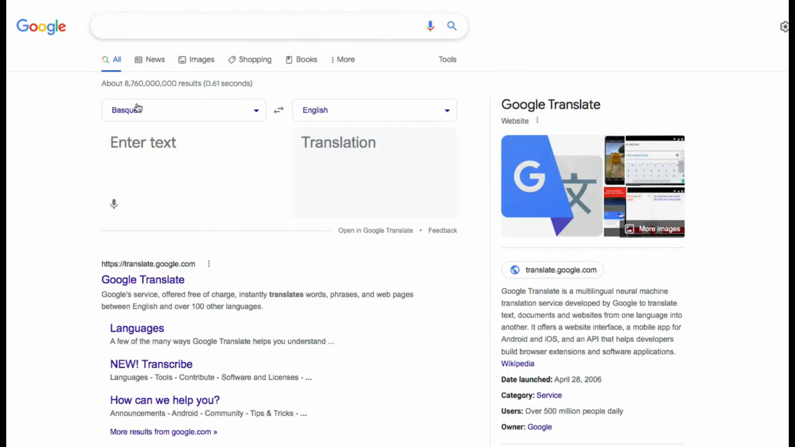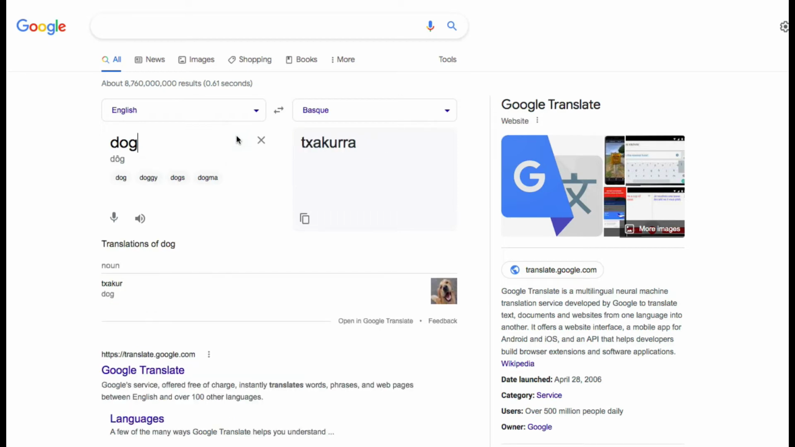Here, I'll prove it to you, right here. What is dog in Basque? Dog. Txakur. Like, I don't know how to pronounce it, right? Wow, that sounds pretty alien, right? But here's how we detect it.